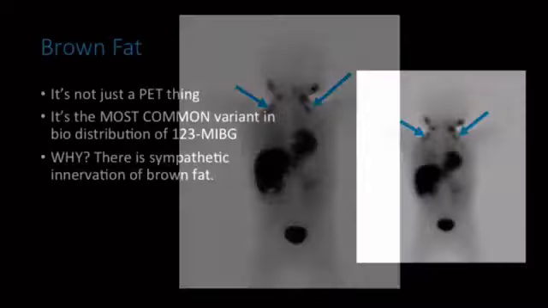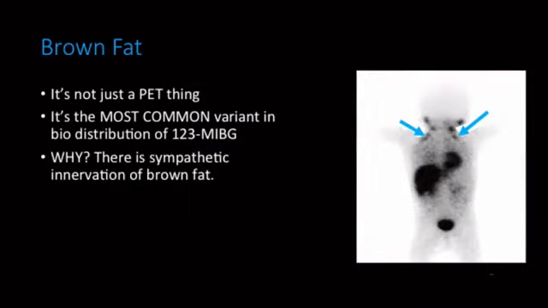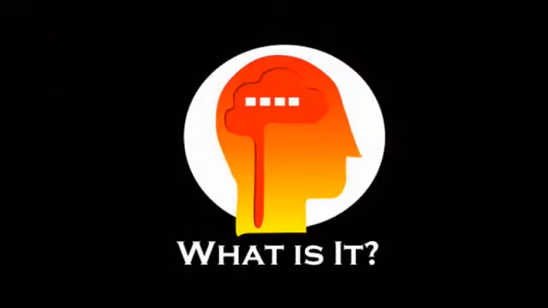All right, what about this guy here? What about that? Is that METs? So brown fat's not just a PET thing. It's actually the most common variant in the biodistribution of MIBG. Why, you might ask? Because there's actually sympathetic innervation of the brown fat. And if there's sympathetic innervation, that means there's norepinephrine uptake.